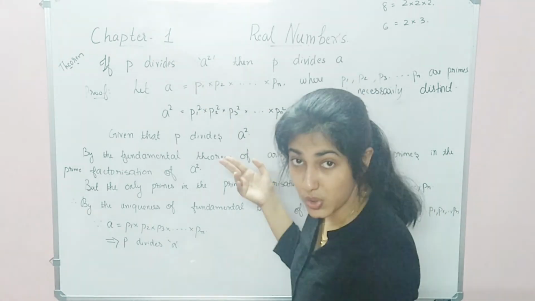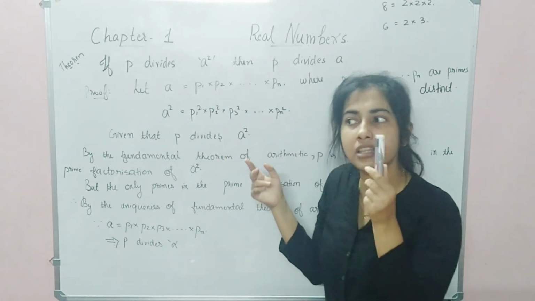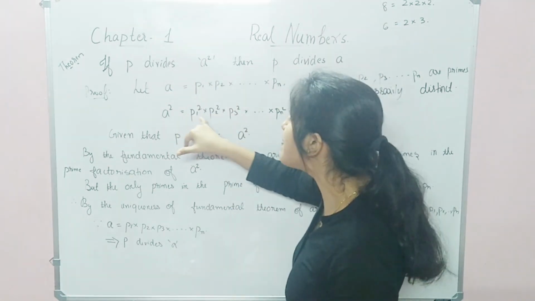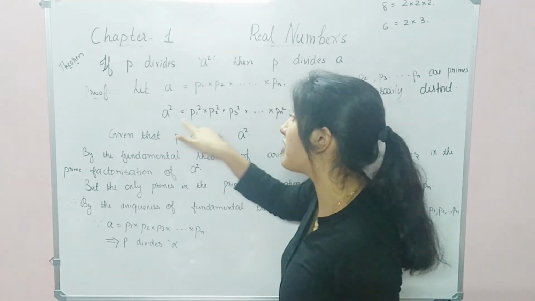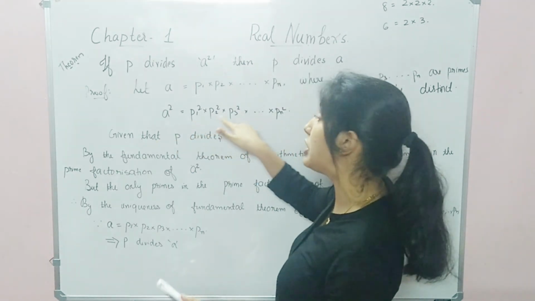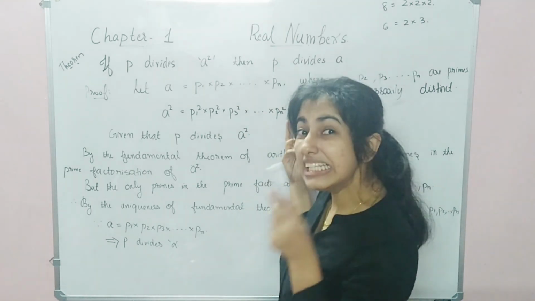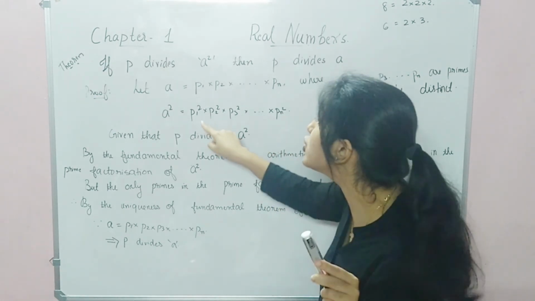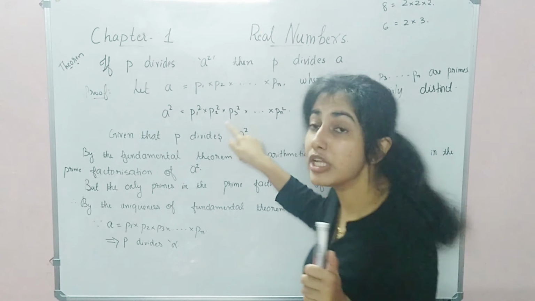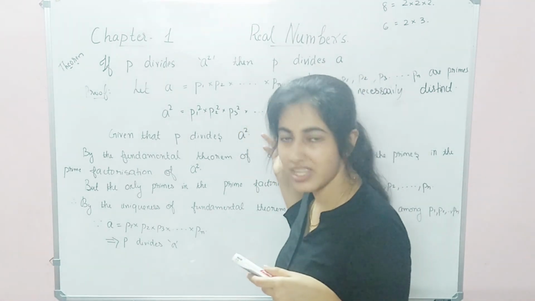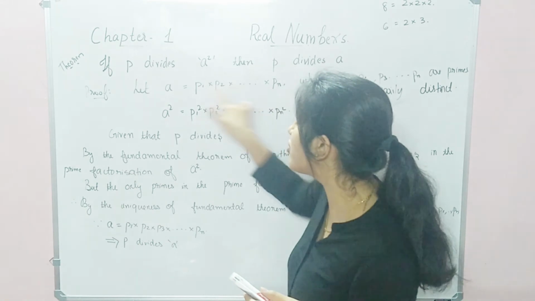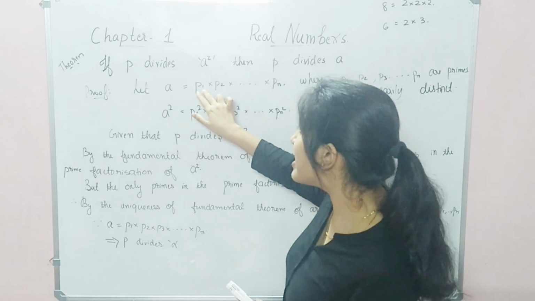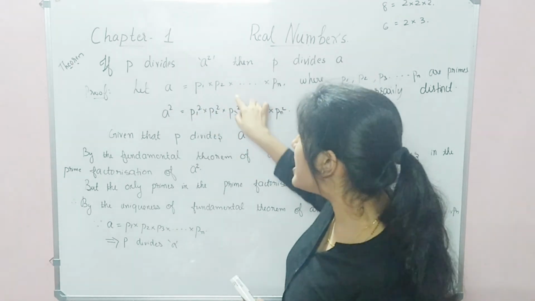If P divides A square, then it means that P is one among the prime factors involved in the prime factorization of A square. But the only prime factors involved in the prime factorization of A square are these P1, P2, P3, etc., Pn. By considering the uniqueness of the fundamental theorem of arithmetic, this means that P should be one among these P1, P2, P3, etc., Pn. If P is one among these, we have already written A as a product of P1, P2, etc., Pn. If P is one among these primes, then P divides A.